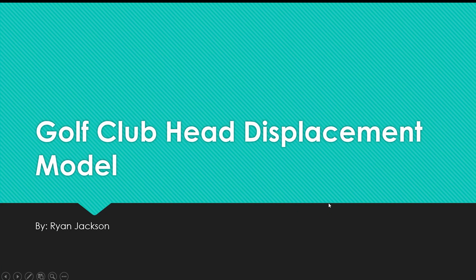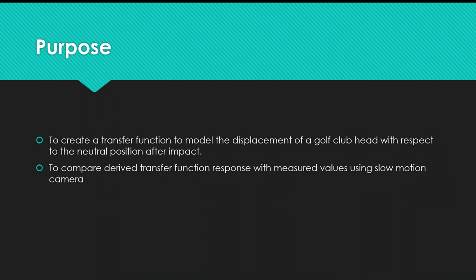Golf club head displacement model. In this video, I'm going to go over the creation of a transfer function to model the displacement of a golf club head with respect to the neutral position. I'm also going to compare the derived transfer function response with some measured values that were measured using a slow motion camera. In the end of the video, I will also plug in some different inputs and talk about what they mean.